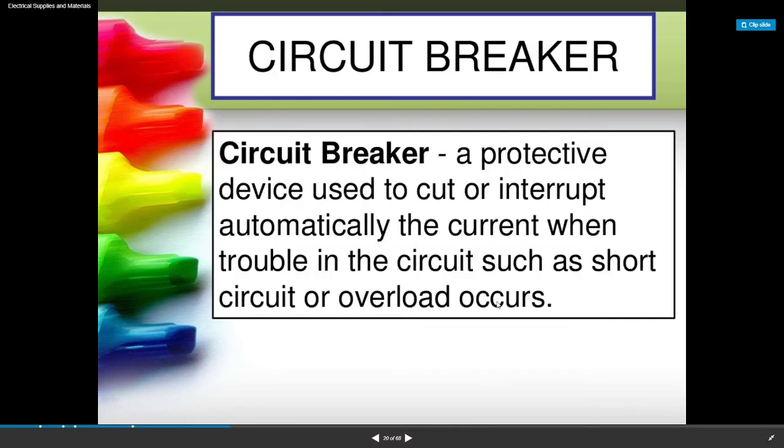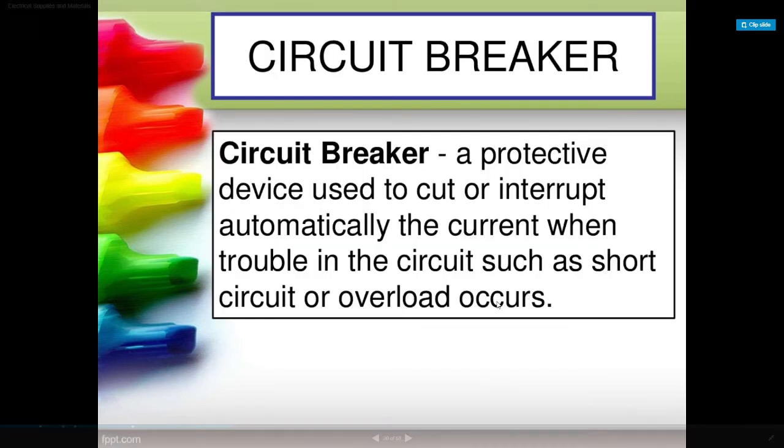Okay, next, circuit breaker. Just like the fuse, a circuit breaker is also a protective device used to cut or interrupt automatically the current when trouble in the circuit such as short circuit or overload occurs. So, both the fuse and the circuit breaker are protective devices. So, what's the difference now?